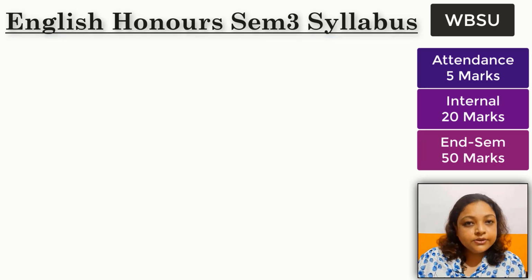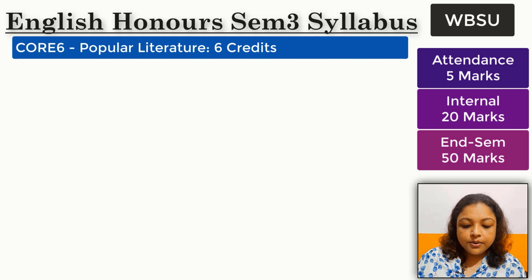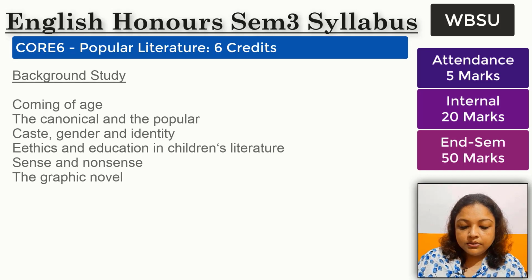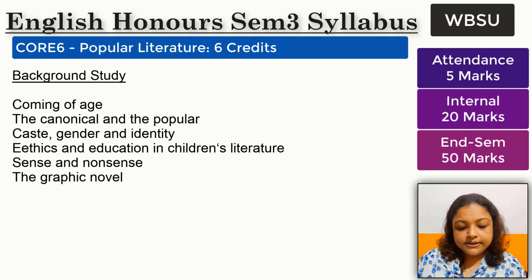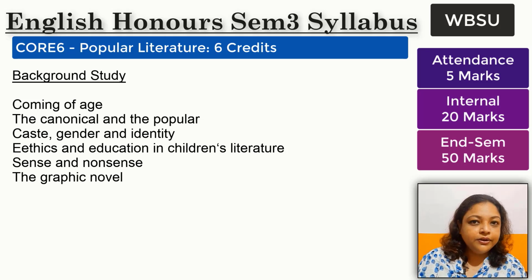Now, the next core, which is popular literature, or the 6th core here, is very interesting. I love this paper. Here, the background includes coming of age, the canonical and the popular, caste, gender, identity, ethics and education in children's literature, sense and nonsense, and the graphic novel. These are the concepts you need to understand.